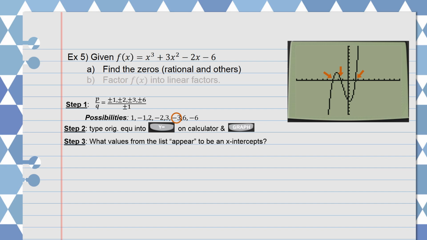But what do we do with it? Well, step 4 is we use synthetic division to confirm whether or not negative 3 is a factor. So let's set up our synthetic division. Remember, for synthetic, we use the coefficients from the original function, which means we would have a 1, 3, negative 2, and negative 6. The number in the corner would be negative 3, and that's the number we're trying from our list from P's over Q's. Now take a moment now to do your synthetic division.